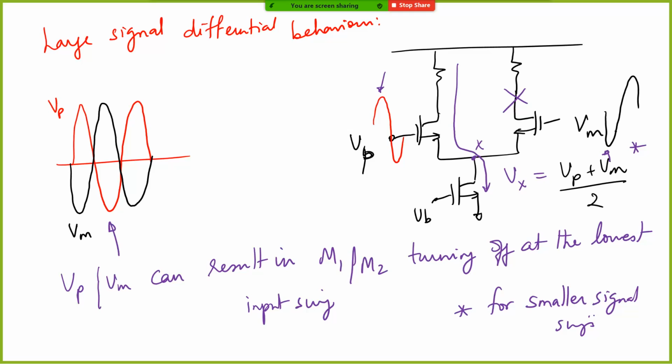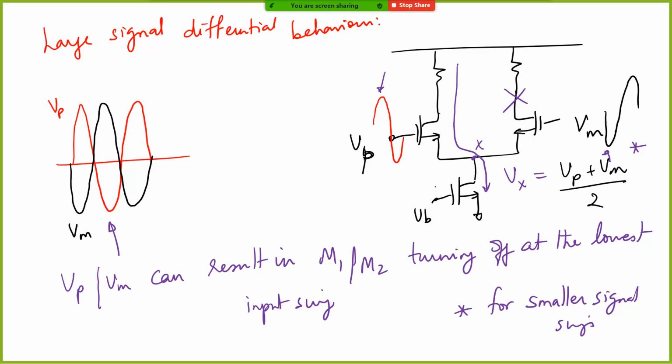Otherwise, if one side gets cut off, the entire I tail has to go through one side, so the VGS will increase to allow for that increased amount of current, and therefore Vx will go down a little bit. So that is something that you have to keep in mind. I hope you understood that.